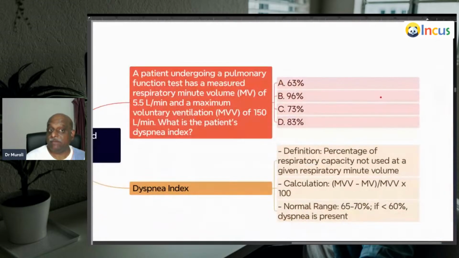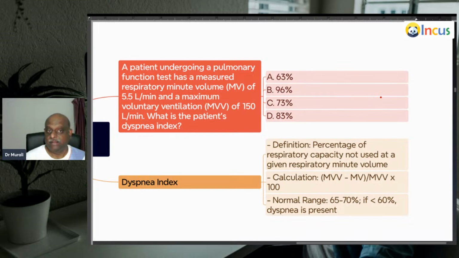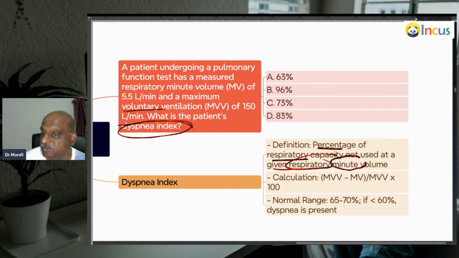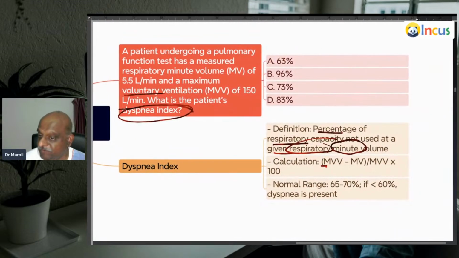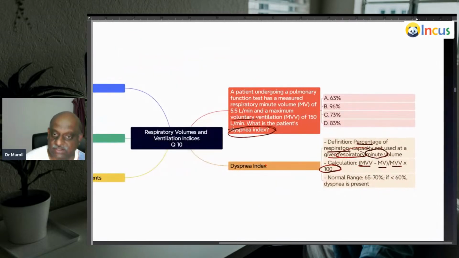A patient undergoes a pulmonary function test that has measured a respiratory minute volume of 5.5 liters and a maximum voluntary ventilation of 150. What is the patient's dyspnea index? It is the percent of respiratory capacity not used at a given respiratory minute volume. So typically, MVV minus MV, divided by MVV, times 100 will give you the dyspnea index, is what you need to remember. If you apply those values, you will get the correct answer.